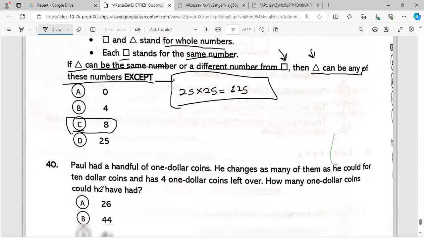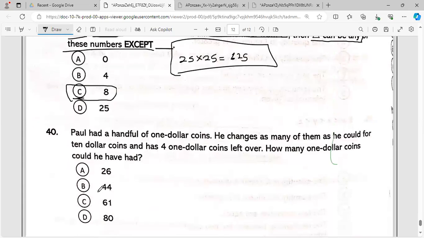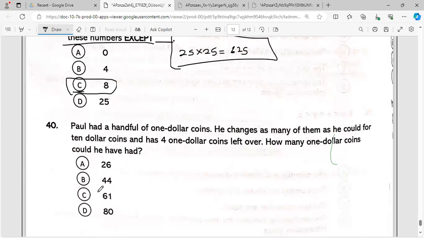Can Simika answer 40 because I didn't get to answer 39? All right. And we are going to go to the next one, guys, for the next 30 minutes. Sir, it says that Paul had a handful of $1 coins. He changes as many of them as he could for $10 coins and 4 $1 coins were left over. How many $1 coins could he have had?